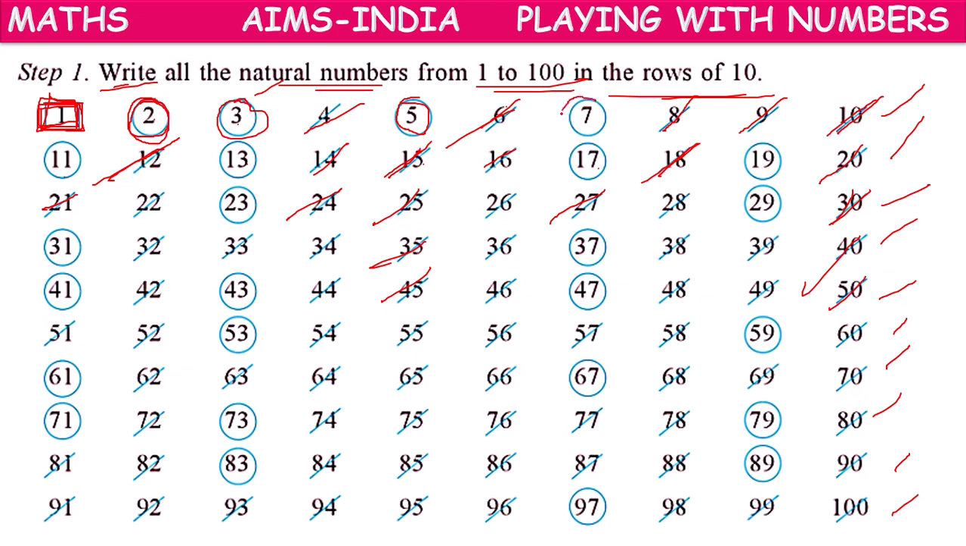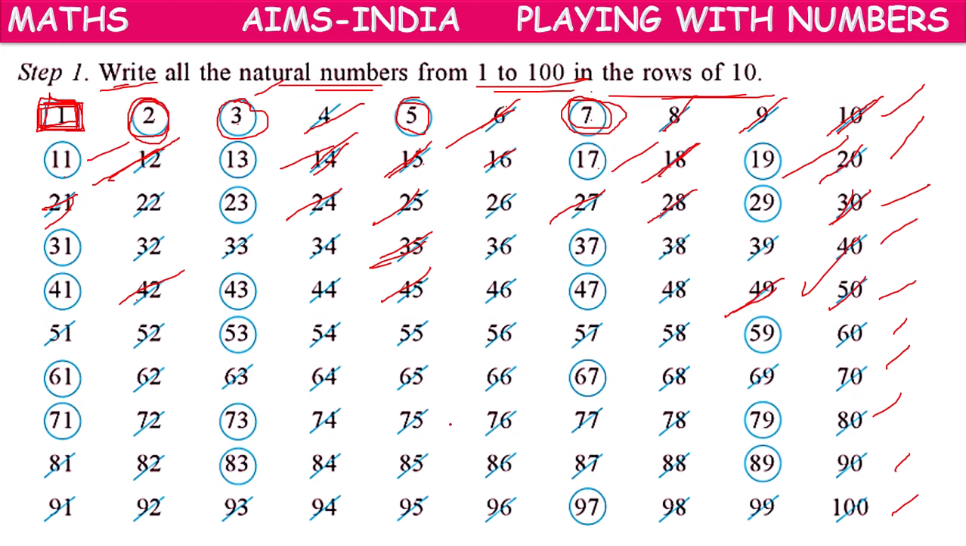Next 7 is remaining. Let's check with 7. 7 times 1 is 7. 7 times 2 is 14 cross out. 7 times 3 is 21 cross out. 7 times 4 is 28 cross out. 7 times 5 is 35 cross out. 7 times 6 is 42 cross out. 7 times 7 is 49 cross out. Like that. Next with 11, 13, 17, 19. Like that, we have to check with all the possible numbers.